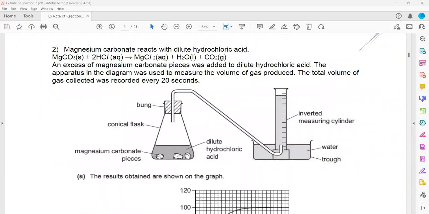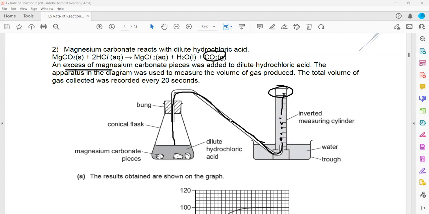In the next question, magnesium carbonate is reacting with hydrochloric acid. It results in the formation of magnesium chloride, water, and carbon dioxide. So when they are reacting, carbon dioxide gas is given off. We can use a gas syringe or we can use this method, because in this method we can observe the gas being released, so there will be bubbles, and we collect the gas here in the inverted measuring cylinder.